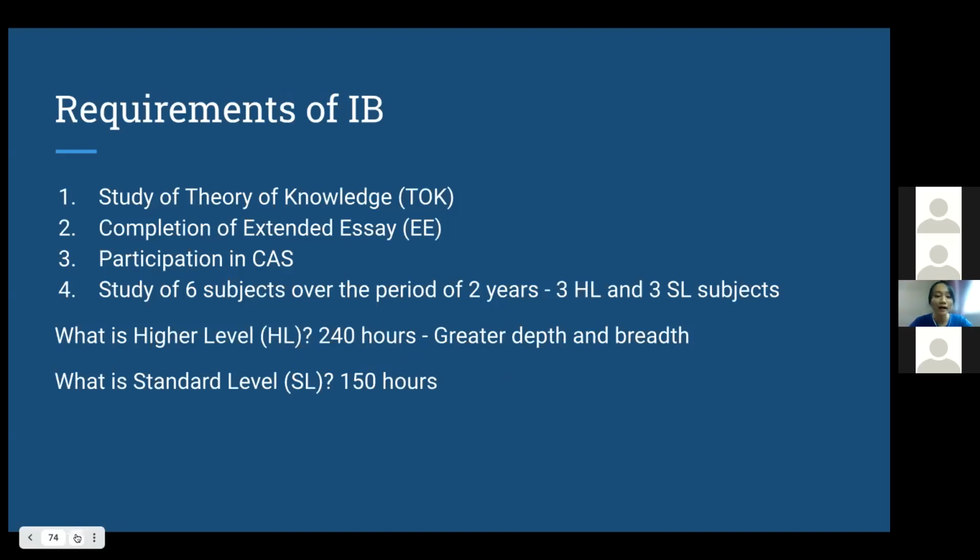Okay, so actually for IB, you will have 3 cores and also you have to study 6 subjects. The 3 cores include the study of theory of knowledge, TOK, and you have to also complete 1 extended essay, EE, and you have to participate in CAS. In your 6 subjects, you will have to study 3 HL and 3 SL. The HL subjects are higher level subjects, which comprise 240 hours of lecture, which you will study in greater depth and breadth, compared to the SL subjects, which is usually 150 hours only.